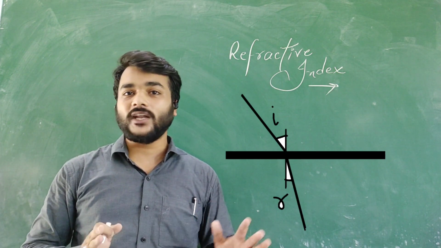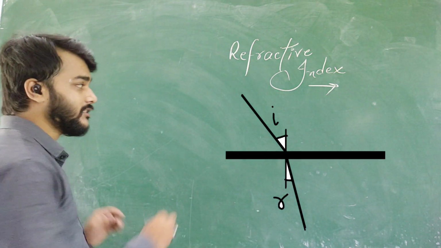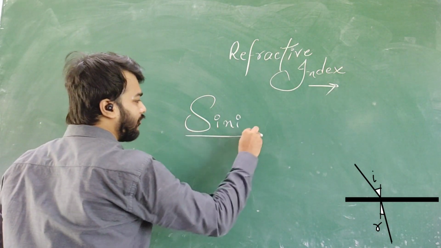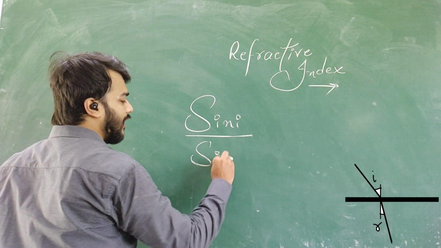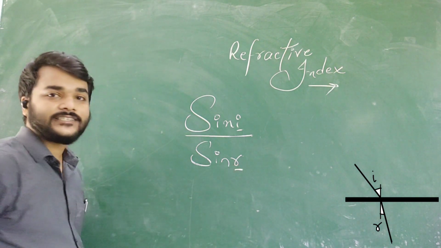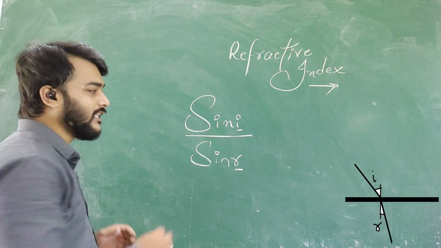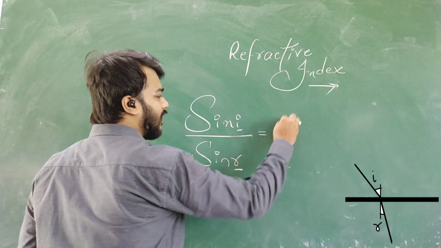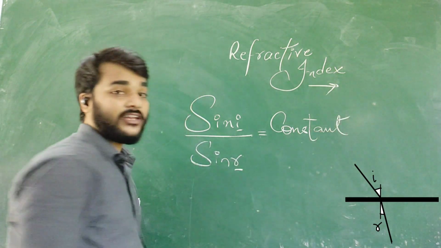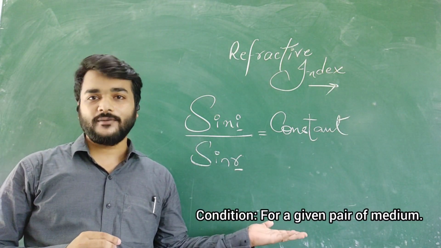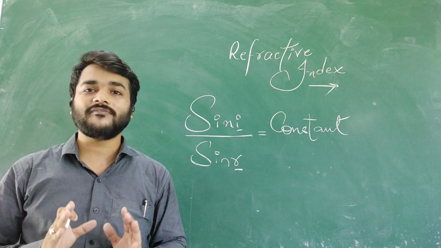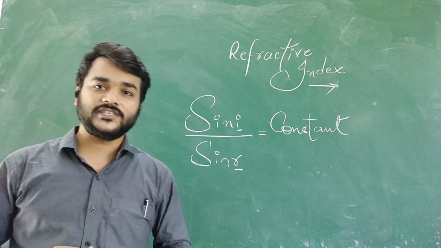Now if we look at the formula which we get from Snell's law, we get sine of angle of incidence to sine of angle of refraction. This I indicates angle of incidence and this R indicates angle of refraction. Now according to Snell's law, the ratio of sine I to sine R is always constant, but for a given condition, and the given condition is for a given pair of medium. Okay, so until and unless you are taking only two mediums and those two mediums are fixed, तब तक ये ratio constant रहेगा.